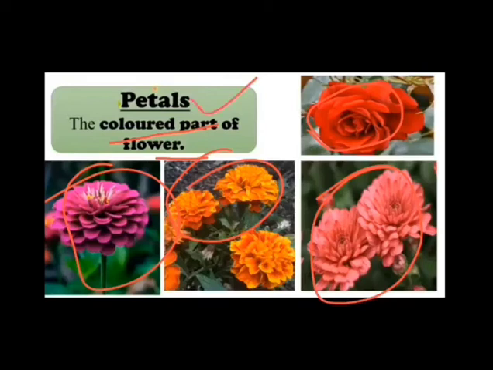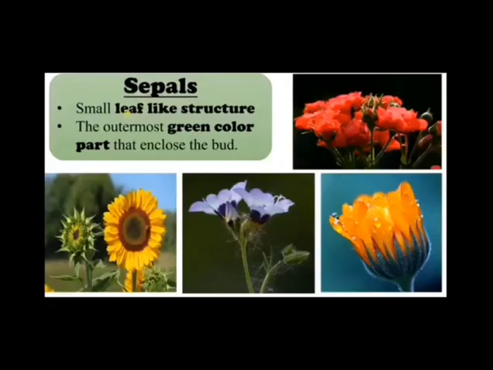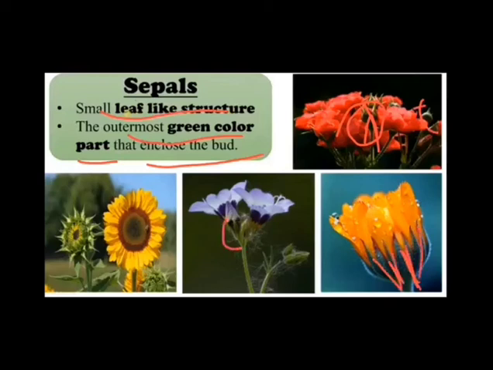So the small leaf-like structures, the outermost green colored part that encloses the bud, are known as sepals. This green part is a sepal. This one is a sepal, this one is a sepal. So these green parts, the outermost green colored part that encloses the bud, are known as sepals. Now you have understood the difference between sepals and petals.